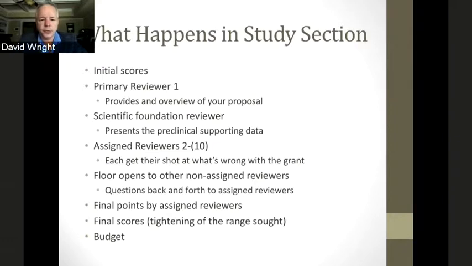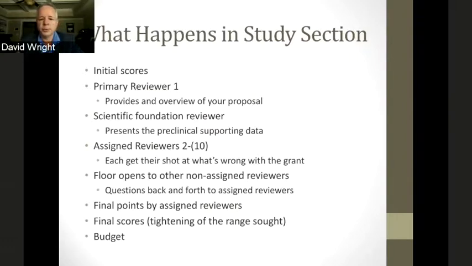Then your assigned reviewers, 2 through however many you had, will give their additional comments over and above what the primary reviewer did. Sometimes this can go on and on, but for the most part, they're supposed to only give anything additional, or maybe even some arguments that counter what reviewer 1 gave. Then the floor opens to the rest of the group. People who didn't review your grant primarily or secondarily will ask questions of the reviewers who did, and try to clarify some of the problems or issues that came up. And sometimes they hold the group accountable.